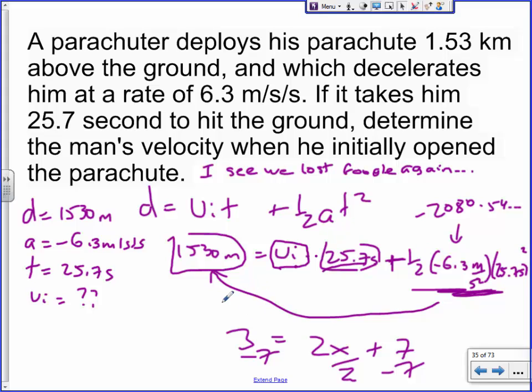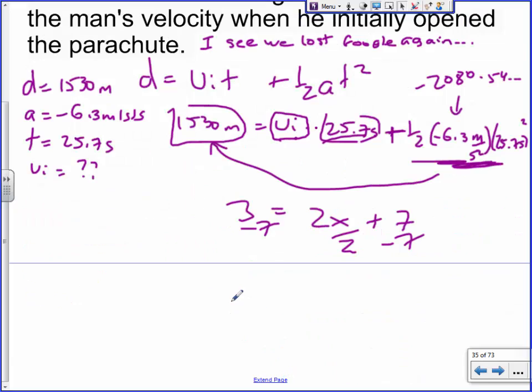So at some point, sorry, I'm running out of good room here. I ended up getting like a 3610.5435 equals your initial velocity times 25.7. That's kind of where the math ends up being. And so then I would divide by your 25.7.